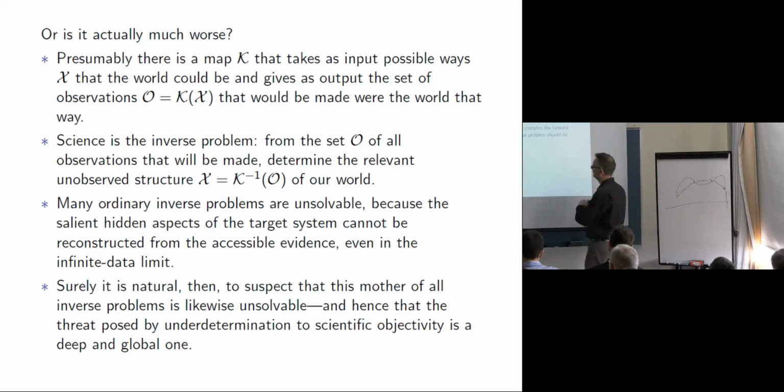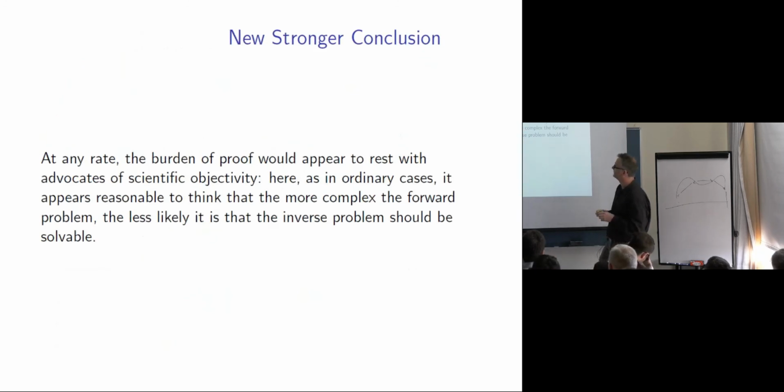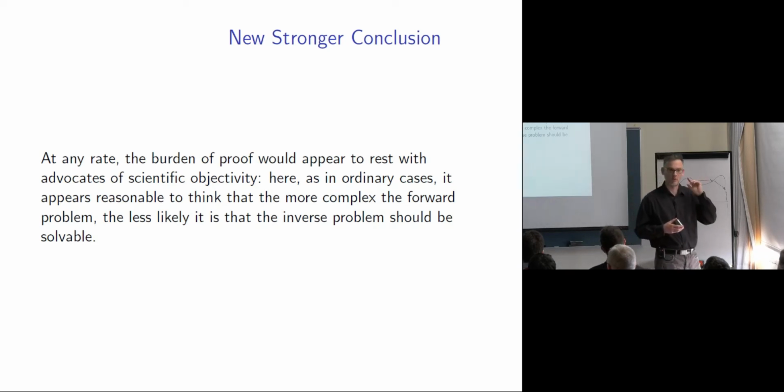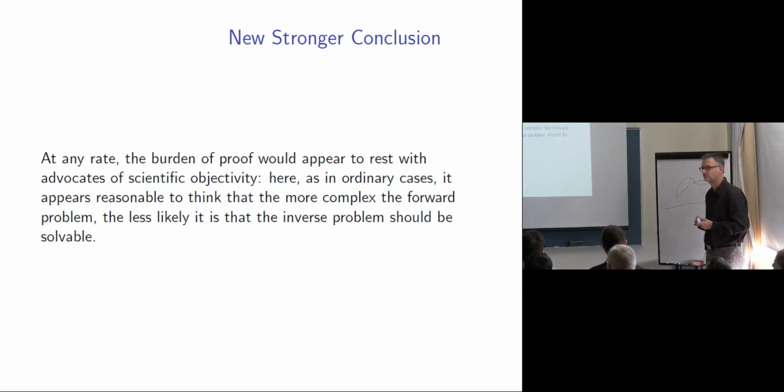At any rate, I claim the burden of proof would appear to rest with advocates of scientific objectivity. Here, as in ordinary cases, it appears reasonable to think that the more complex the forward problem, the less likely it is that the inverse problem should be solvable. Sorry, I've switched from direct to forward, but same thing. Okay, so that's the threat.